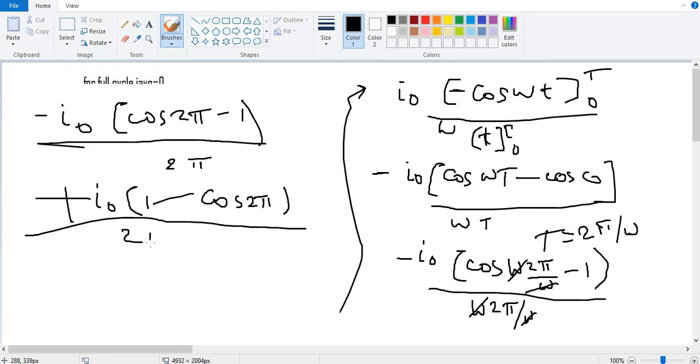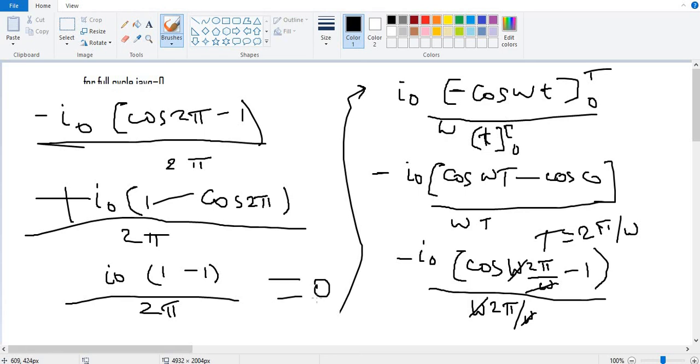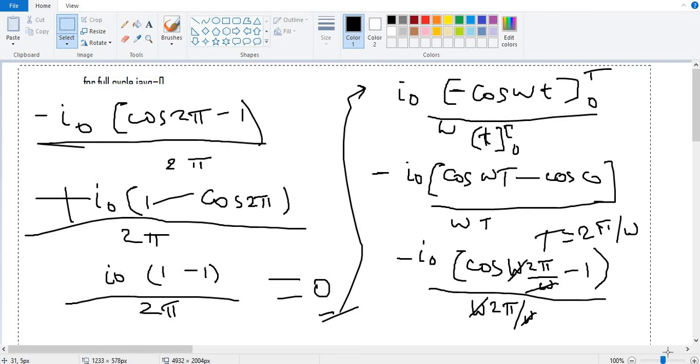Now what is the value of cos 2 pi? We know the value of cos 2 pi is 1. So I naught into 1 minus cos 2 pi, which is 1, by 2 pi. Here 1 minus 1 will be 0. So the I average will be 0. We have proved how the I average for the full cycle will be 0. I don't think any doubt will be there. Now we will see the half cycle also. What will be the formula for the half cycle?